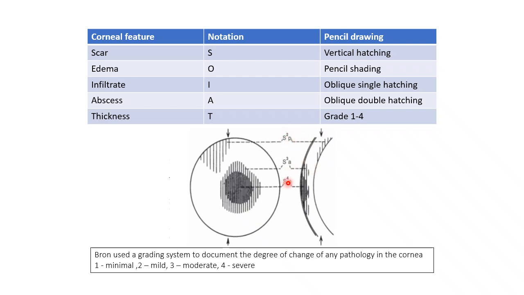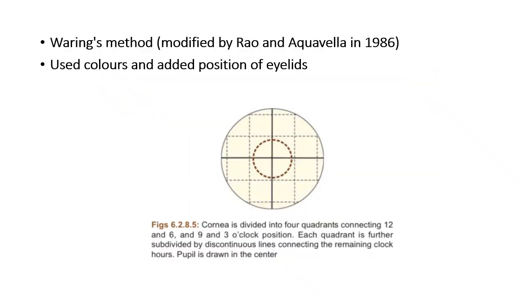The 2, 3, and 4 denote the grade of the scarring. Okay. P, A denote anterior and posterior cornea. A scar would be denoted by vertical hatching, edema by pencil shading, infiltrate by oblique single hatching, abscess by oblique double hatching, and so on and so forth. Now, Braun used a grading system to document the degree of change of any pathology in the cornea. So that's what these grades are for, 2, 3, and 4. That is the different degrees of scarring of the cornea.